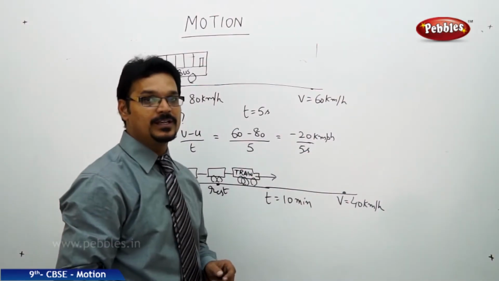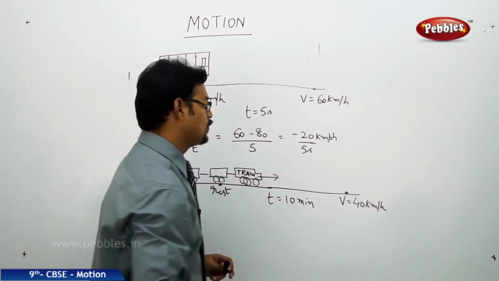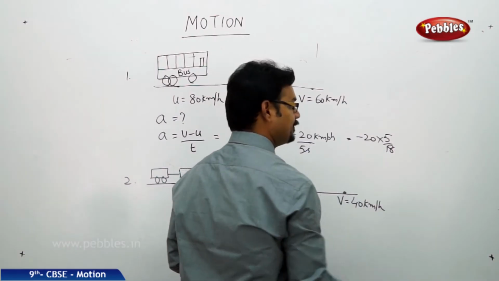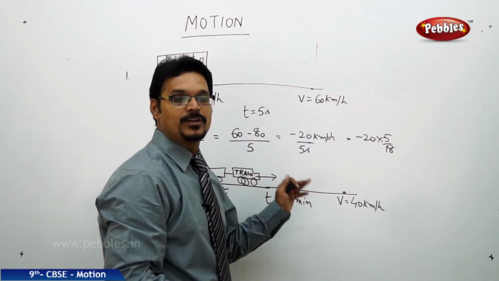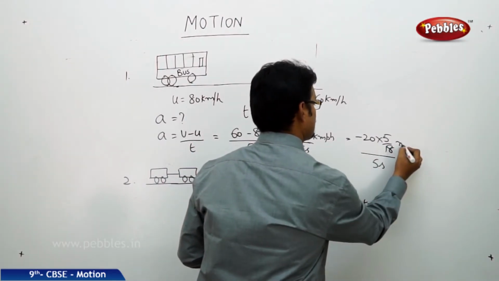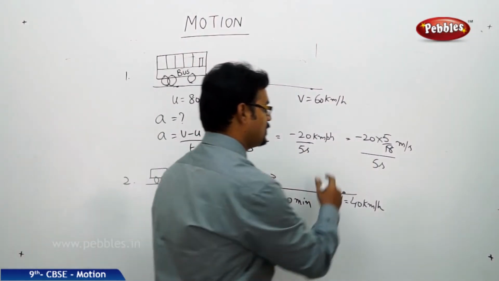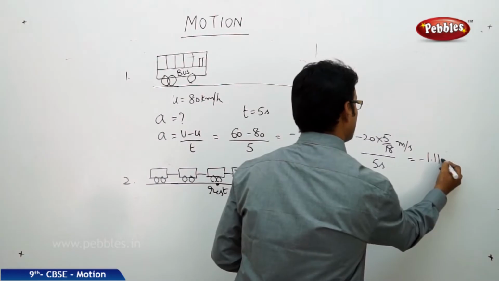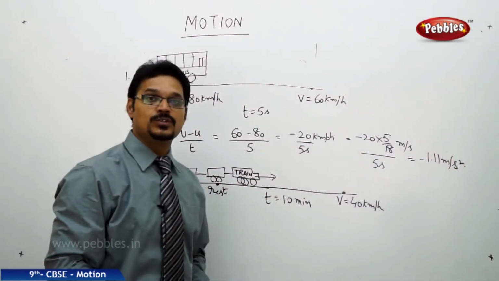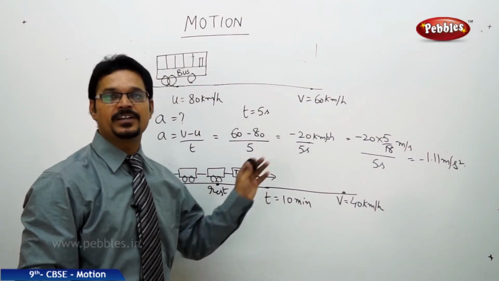Now km/h we can't leave that way, you need to convert it to meters per second, and I have told you the conversion. So kilometer per hour can be converted if you multiply by 5 by 18 to convert into meters per second, divided by 5 seconds. Now if you simplify this, the answer you get is minus 1.11 meters per second square. That is the acceleration, and if you see this is negative, so it is retardation. The bus is reducing its speed, it's retardation.